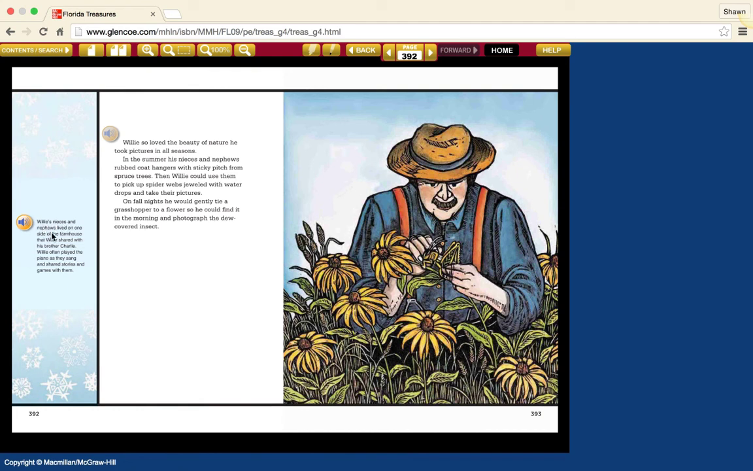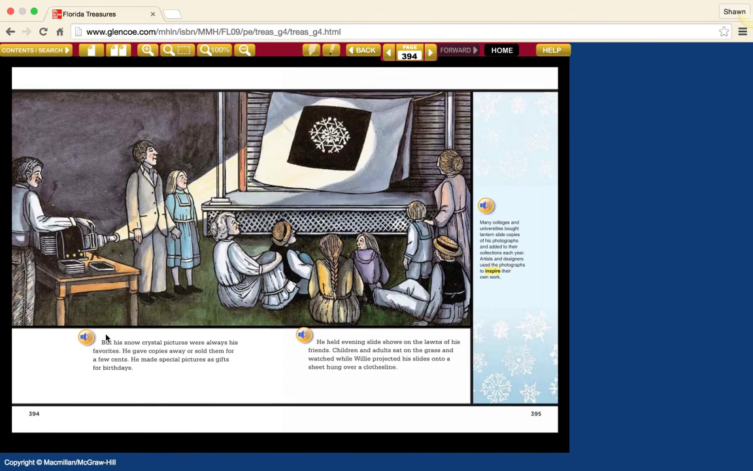Willie's nieces and nephews lived on one side of the farmhouse that Willie shared with his brother Charlie. Willie often played the piano as they sang and shared stories and games with them. But his snow crystal pictures were always his favorite. He gave copies away or sold them for a few cents. He made special pictures as gifts for birthdays. Kind of like you probably make art and give it away for birthdays to your parents or to your friends and stuff like that. This is something that he really treasured that he did, and he gave it away as gifts.